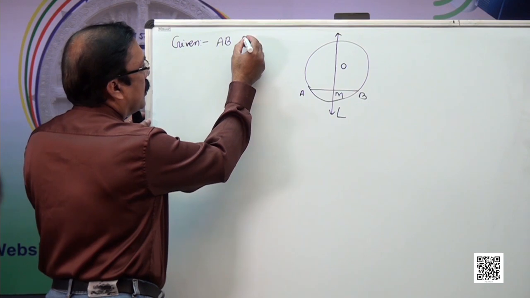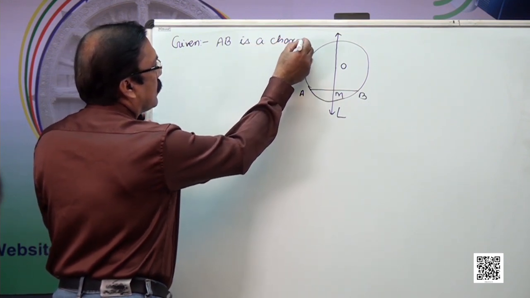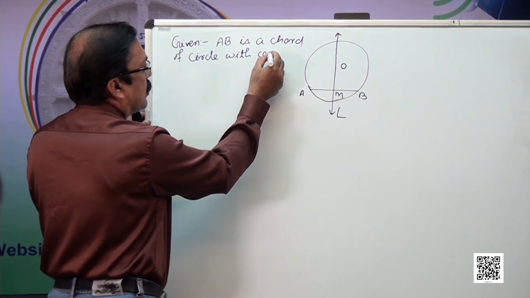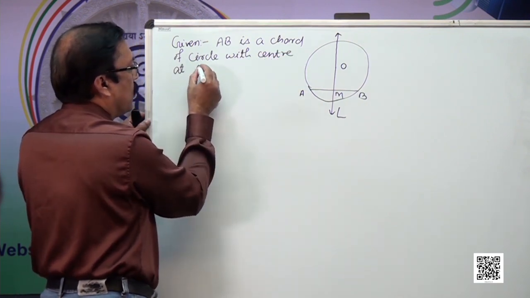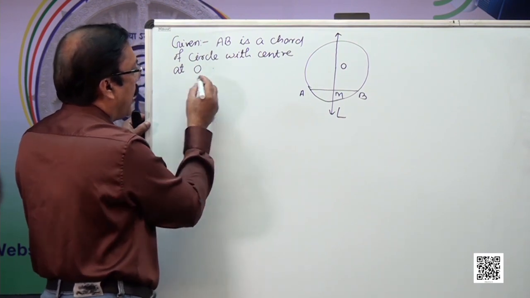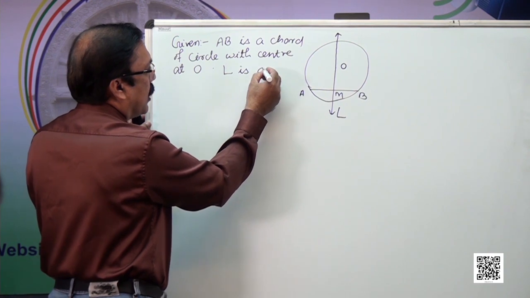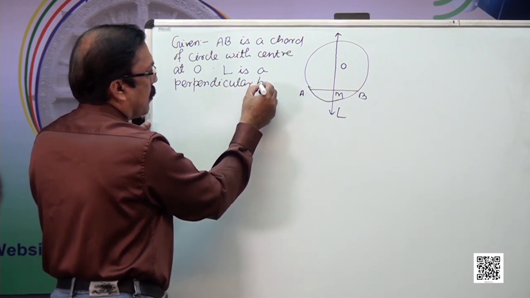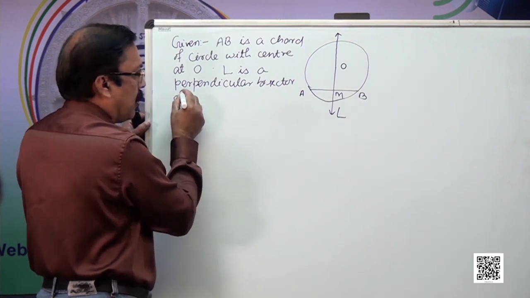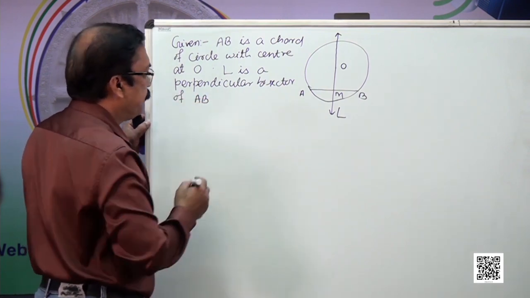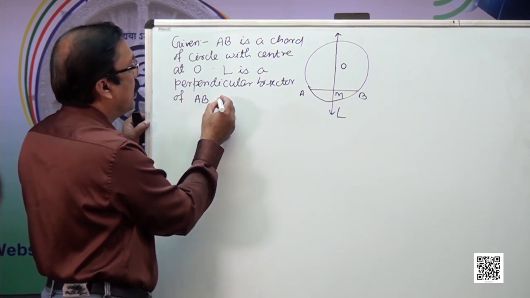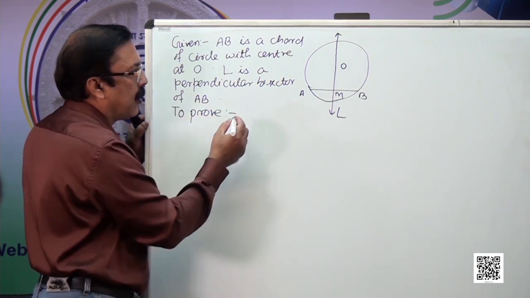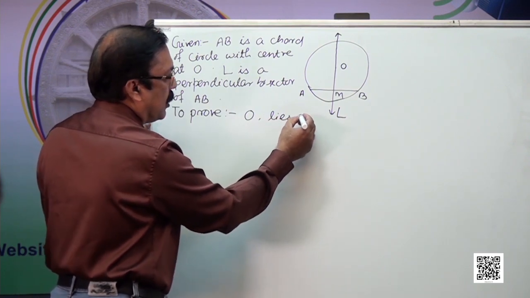So given that AB is a chord of a circle with center at O, L is a perpendicular bisector of AB, then to prove O lies on L.